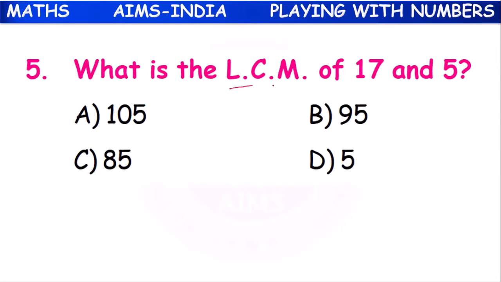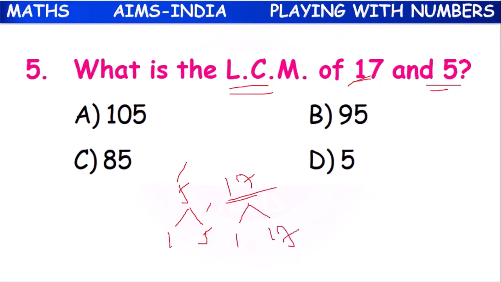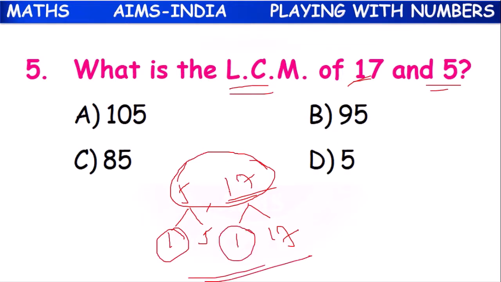So what is the LCM of 17 and 5? What is the nature of 5 and 17? The factors of 5 are 1 and 5 because 5 is a prime number. 17 is also a prime number whose factors are 1 and 17. If we compare 5 and 17, they have only 1 as a common factor. There is no other common factor, so they are said to be co-primes.